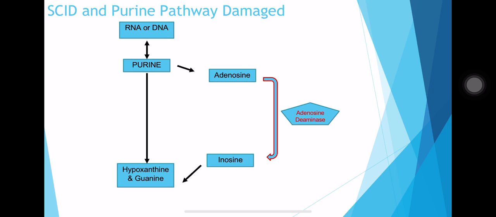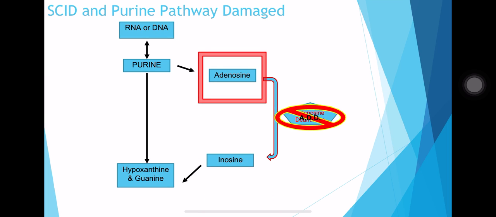So in SCID and this purine pathway, this adenosine deaminase enzyme is not working correctly, and that leads to adenosine deaminase deficiency. And this deficiency causes an excess amount of adenosine, and adenosine is toxic to B and T cells, which are the two arms of the adaptive immune system. And the only way to treat this is through a bone marrow transplant.